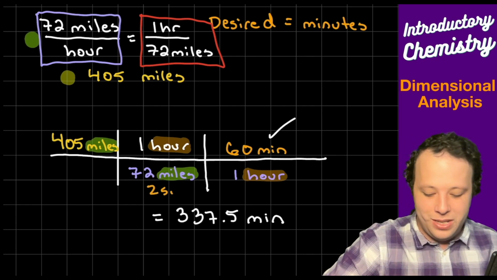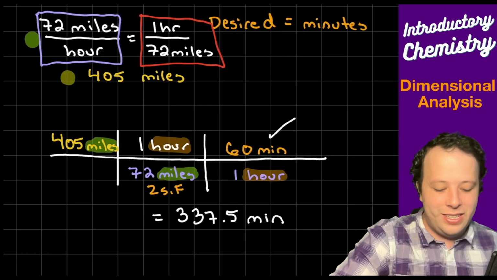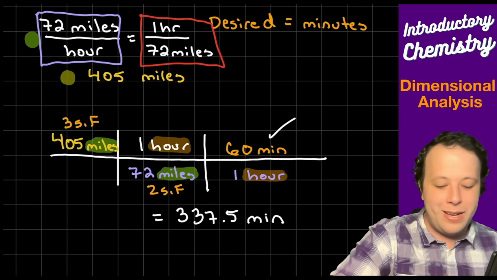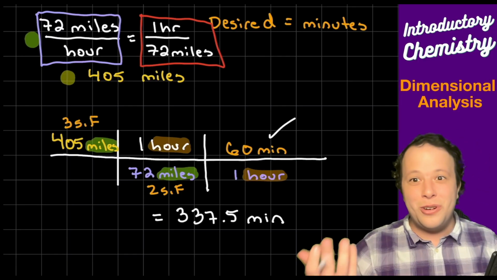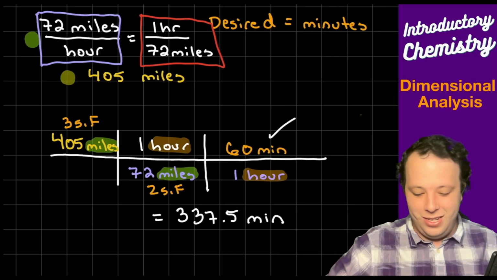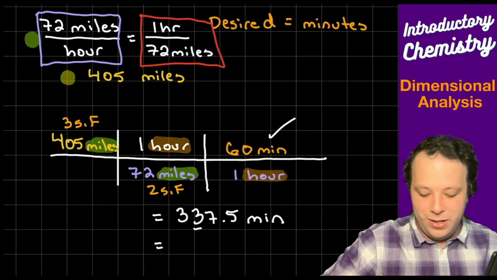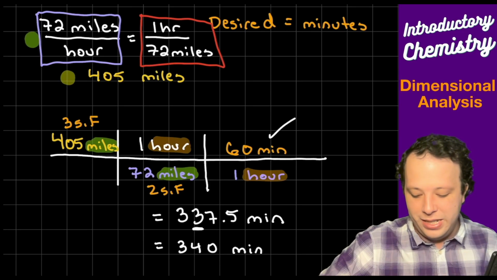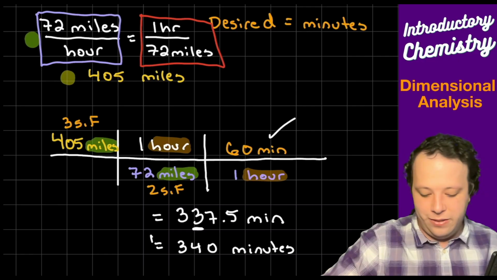We have 2 sig figs, and then we measure the distance, whether it's with your GPS or a map. That is 3 sig figs. Those are measurements. So what was the lower of the two, because it's all multiplication and division, would be 2. So when we round this to 2 sig figs, it would be 340 minutes as our final answer.